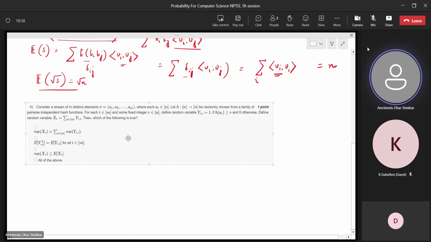So consider a stream of m distinct elements. Each of these a_i takes values from 1 to n. Now let H be randomly chosen from a family of pairwise independent hash functions.